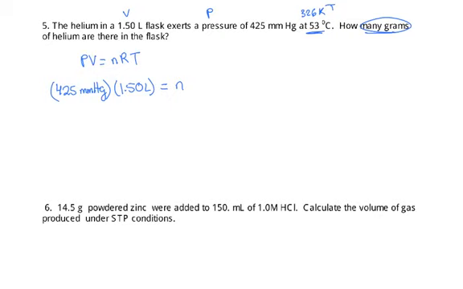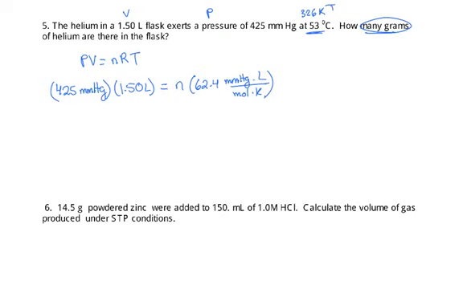R is the ideal gas constant. Remember, we have 3 values for that we know. In this case, we want to use the 62.4 millimeters of mercury times liters over mole Kelvin. And we want to use that because our pressure is in millimeters of mercury. So we want our millimeters of mercury to cancel as well.